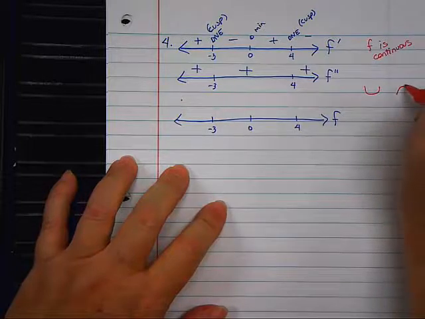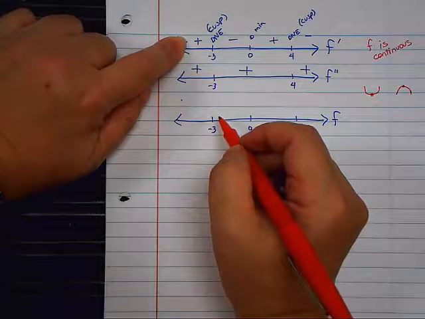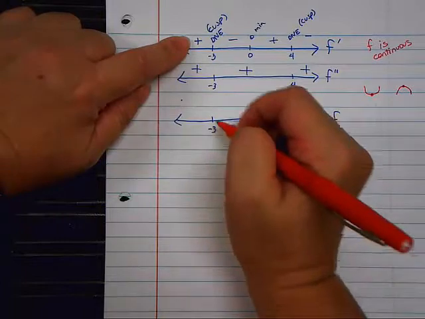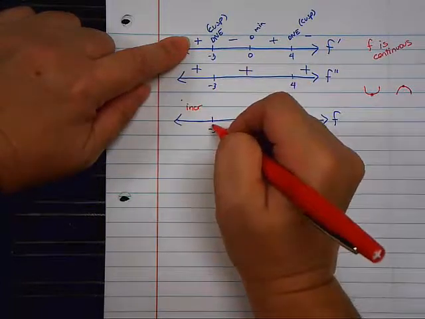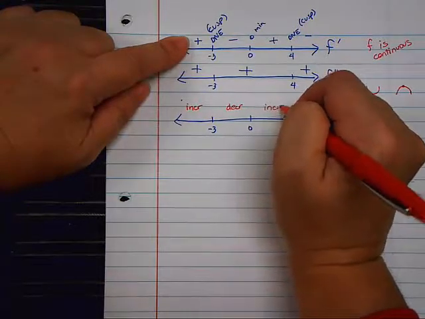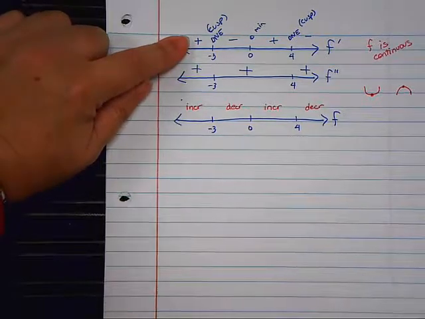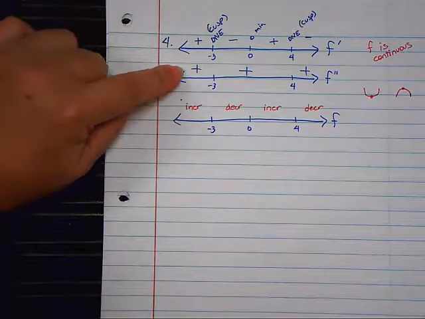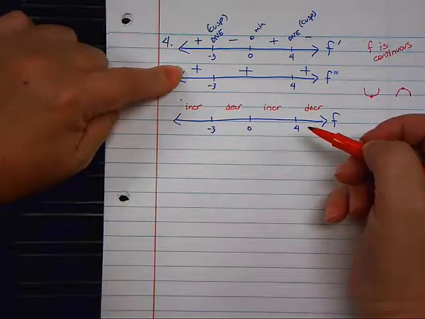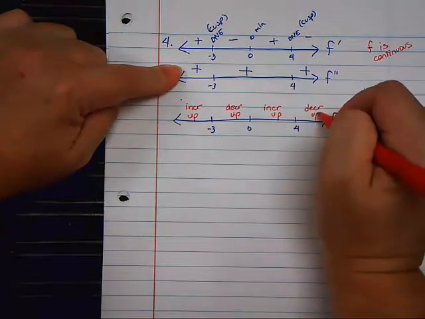There's my cup, there's my frown. Okay. Tell me one more time, what do you write for the plus sign right here? Increasing. So this is increasing to -3, decreasing to 0, increasing to 4, decreasing after that. And then, what do I write for the pluses on the second line? Up, up, up, up, up, up, up, and up.